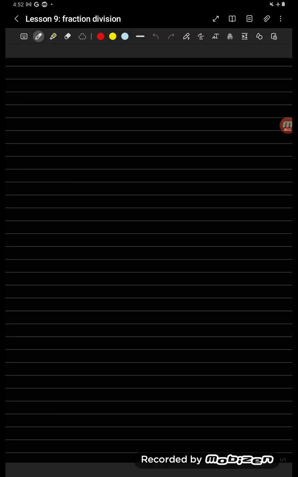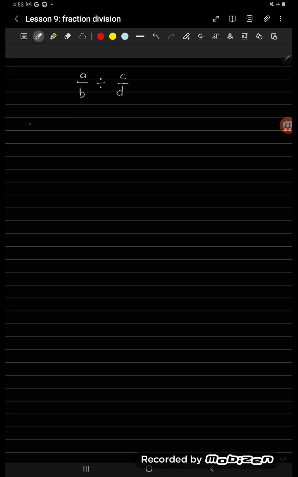So last lesson, we already learned how to multiply fractions together. And today we will learn a new thing. It is called fraction division, and it is just similar to fraction multiplication. You only need to do one more small step, okay? So if we have two fractions, a over b divided by c over d.